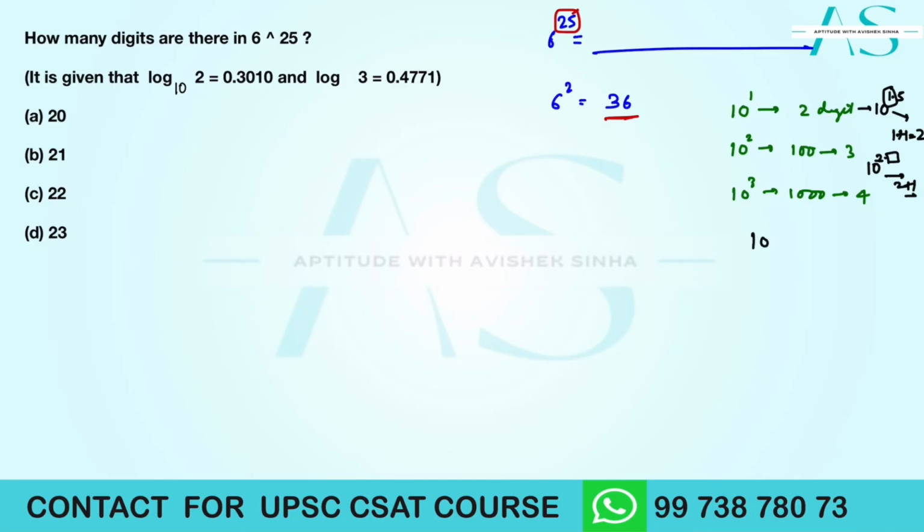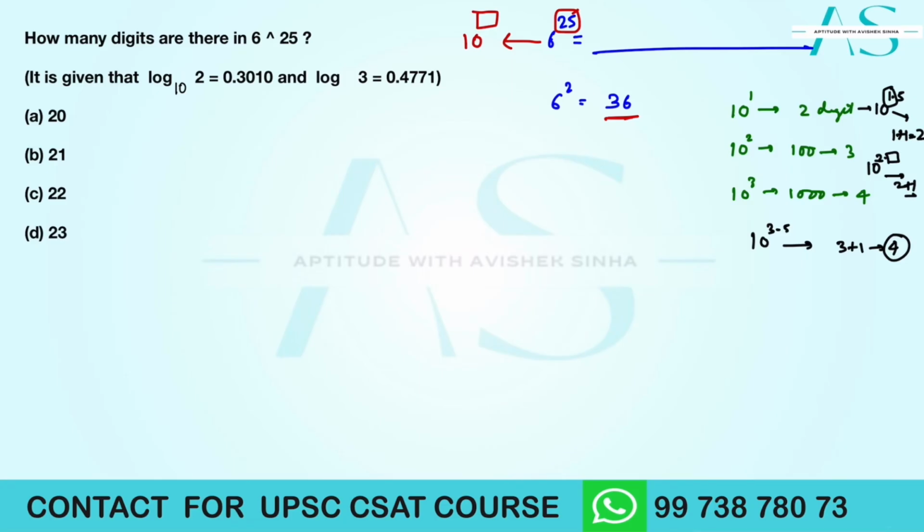Like 10^3.5, 3.6, whatever it is, the number of digits should be 3 plus 1, which is 4. This is fundamental. Now, our task would be to convert this 6^25 into 10^some value. If I'm able to do that, then easily I can get to my result of number of digits. This is a simple task for us.